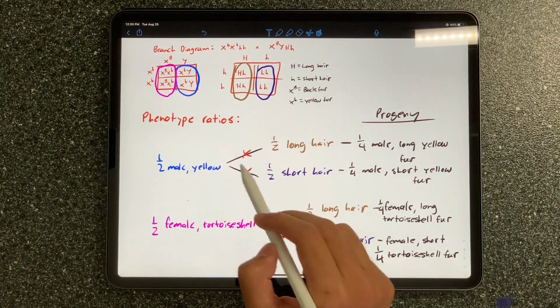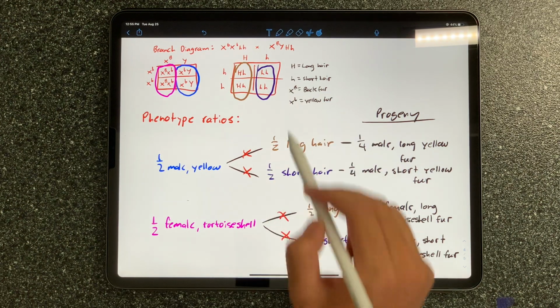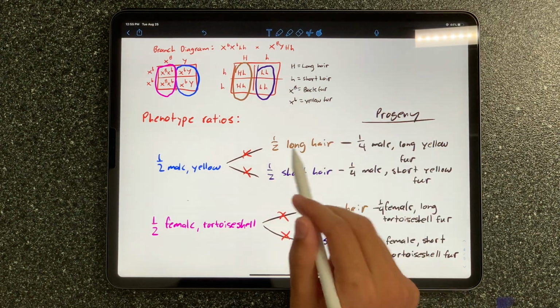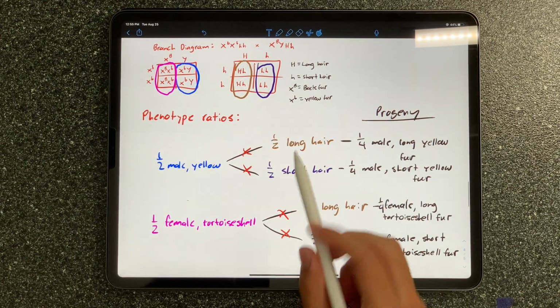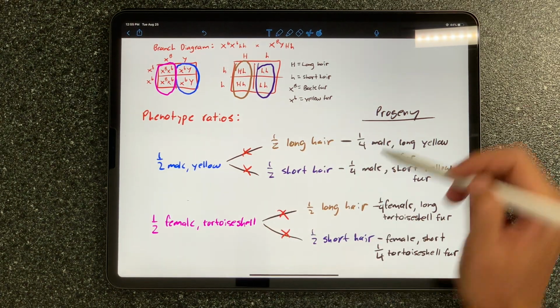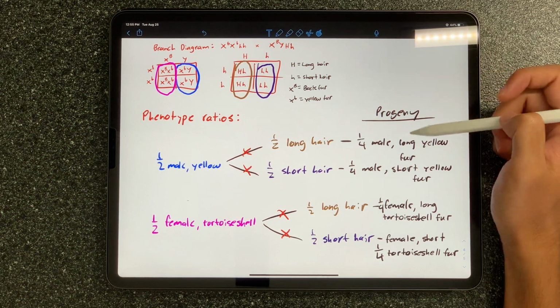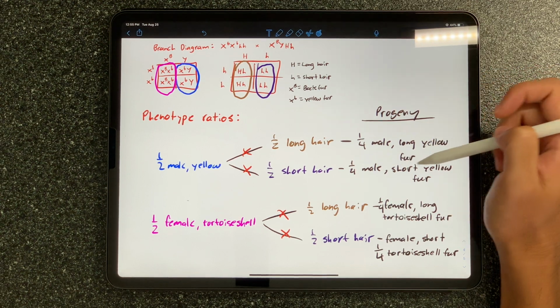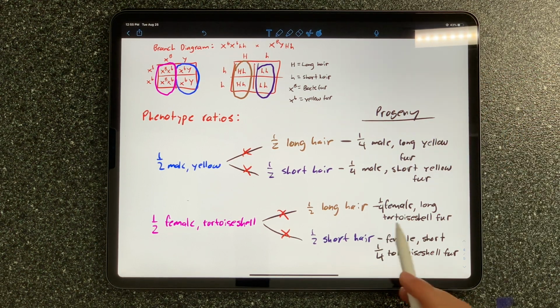And then we cross or multiply that with the length of the fur, and we get 1/2 long hair over here, which is heterozygous, and then we get 1/2 short hair, which is just recessive. And so multiplying that for both of these, our progeny is 1/4 male with long yellow fur, 1/4 male with short yellow fur. We get 1/4 female with long tortoiseshell fur, and then we get 1/4 female with short tortoiseshell fur.